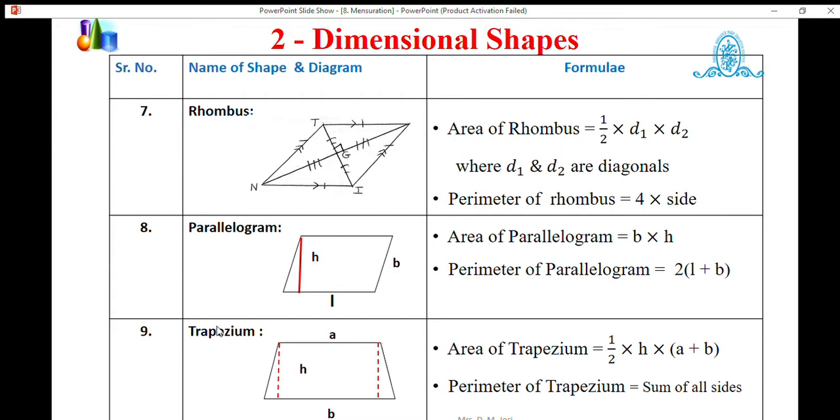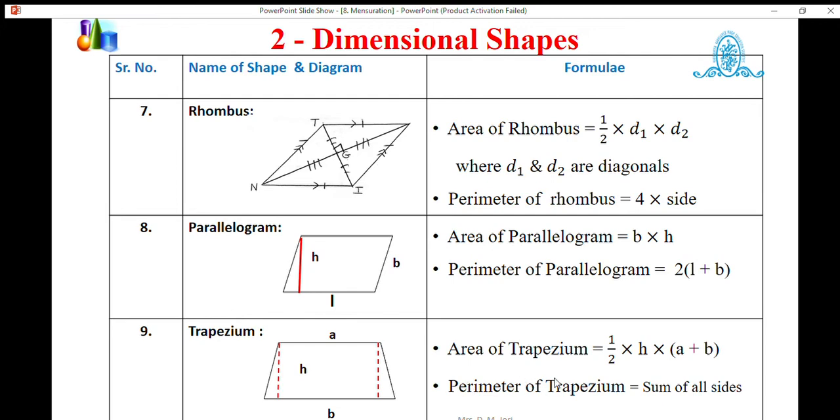Next, for a trapezium, the formula is half into H into (A plus B). It is half. H is the height of the trapezium, this distance H. What are A and B? A and B are the parallel sides. This is your A side, B side, of the trapezium. So you have to do A plus B here.